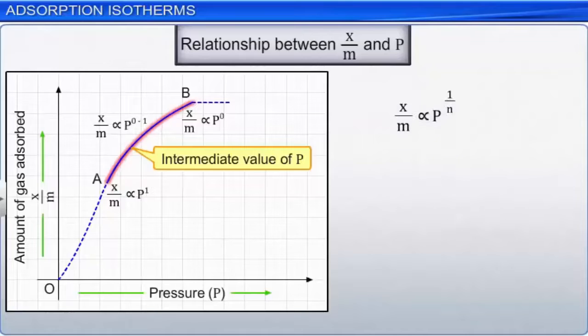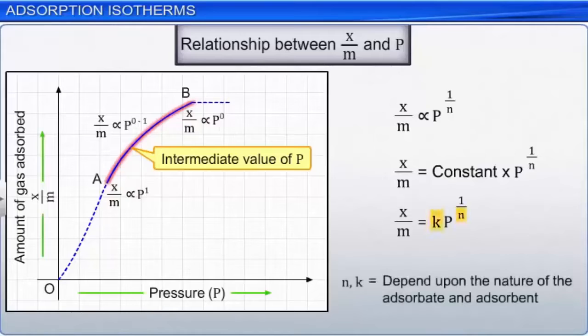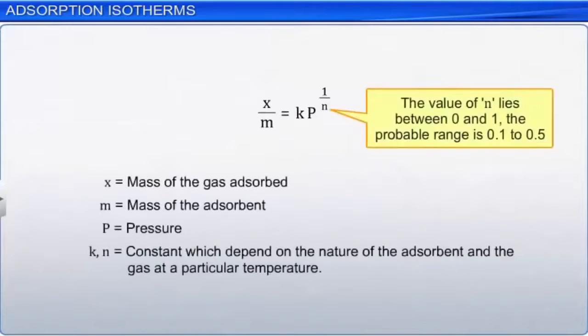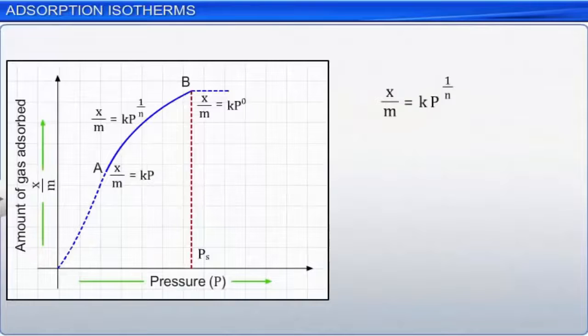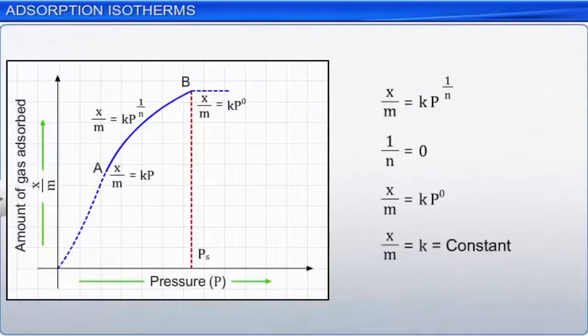At a particular temperature, n and k depend upon the nature of the adsorbate and the adsorbent. Note here that 1 by n has a value between 0 and 1, and the probable range is 0.1 to 0.5. Now, when 1 by n is 0, x by m is constant, and it is in this part of the curve that adsorption is independent of pressure.